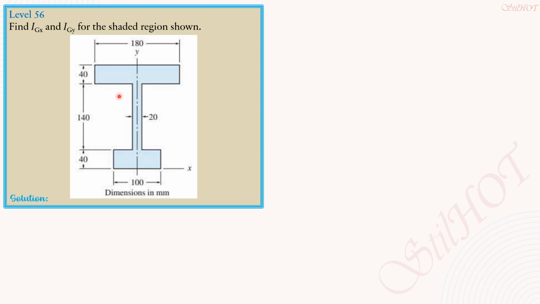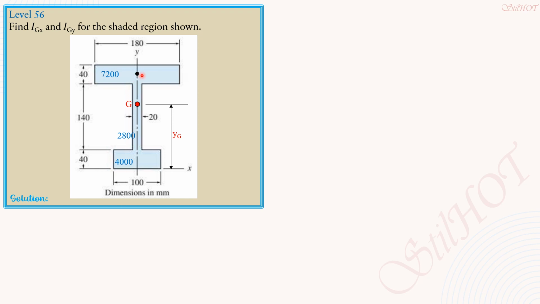Let's divide the area into three parts. For our solution, this is area 1, which is 180 by 40. That's the centroid of the entire area, and call that YG. We need only YG because the areas are symmetric with respect to the Y axis. So area 1 is 180 by 40, 7,200. 20 times 140, 2,800 for this middle area. And for the bottom area, it is 100 times 40, so 4,000.